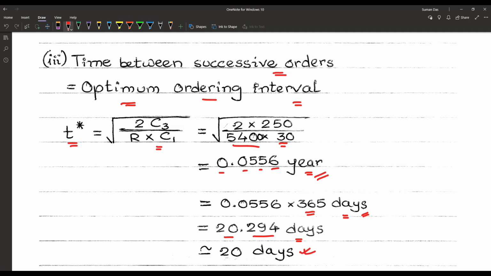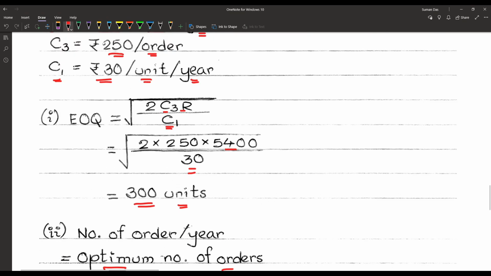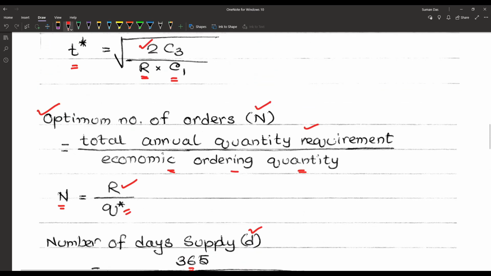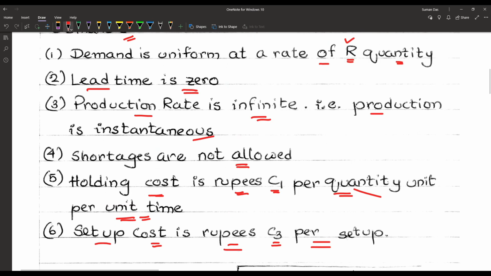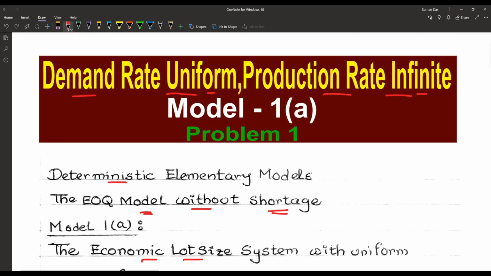In that way we can find the problem solution for model 1A of the deterministic type, where the demand rate is uniform and the production rate is infinite.